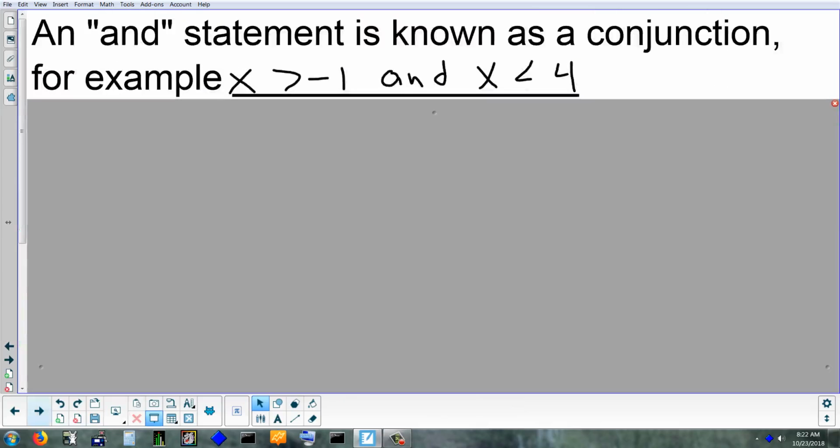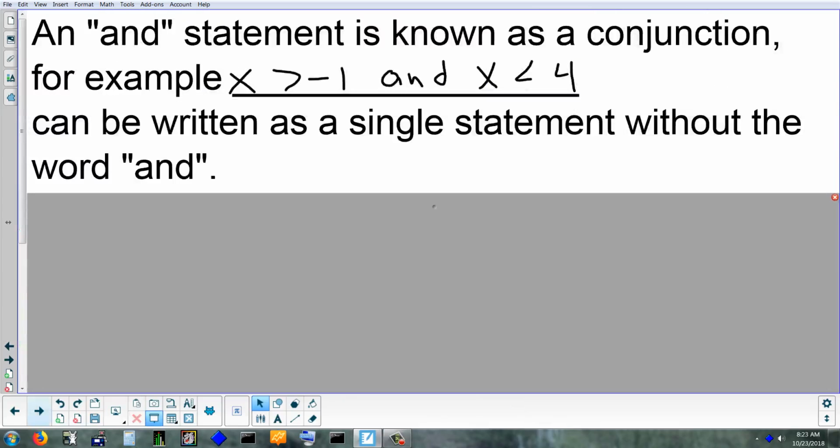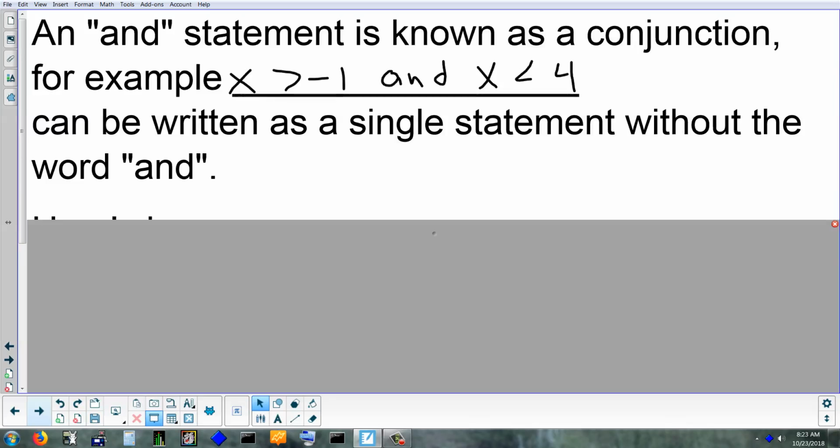So again, "and" is a conjunction. Here's an example of a conjunction: x is greater than -1 and x is less than 4. In your notes, you have that blank, so you just write that conjunction in there. What happens when we write it the short way is the word "and" disappears. It's kind of like the "and" becomes invisible. It's like when you have x, there's no number in front of x, but what do we always know is there and invisible? A 1. It's the same idea. It's there, but it's invisible.